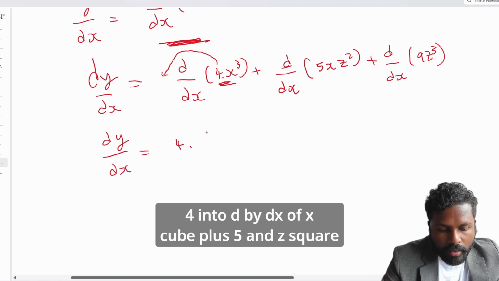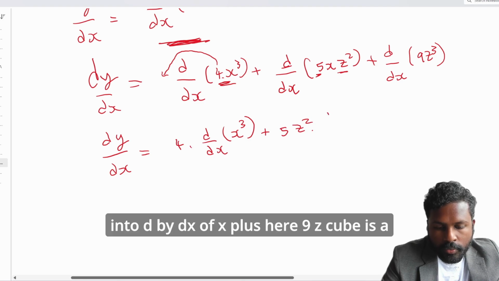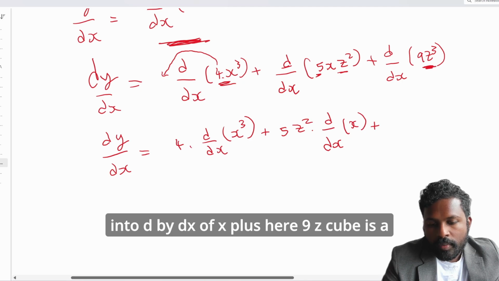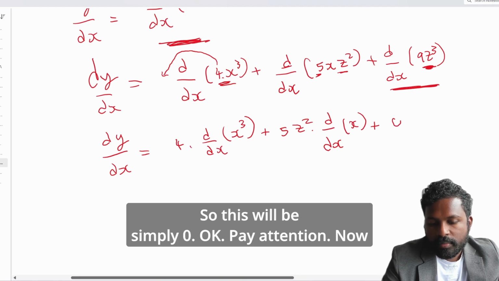4 into d by dx of x cube plus 5 and z square are constant. So that comes outside. So 5z square into d by dx of x plus here 9z cube is a constant, guys. Derivative of a constant is 0. So this will be simply 0.